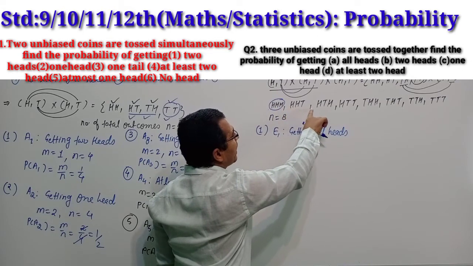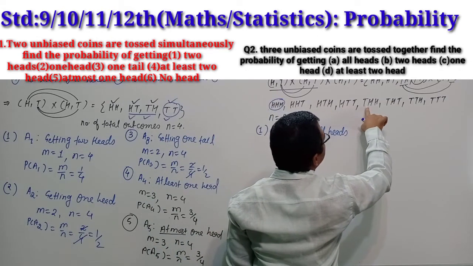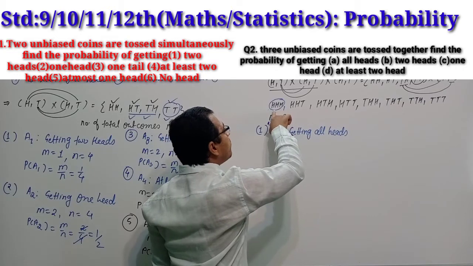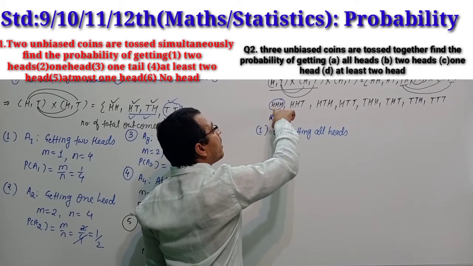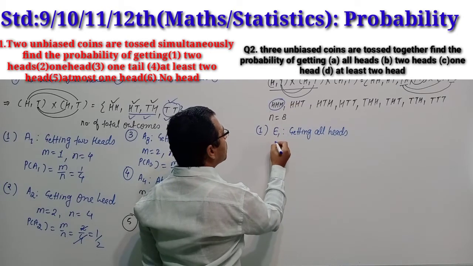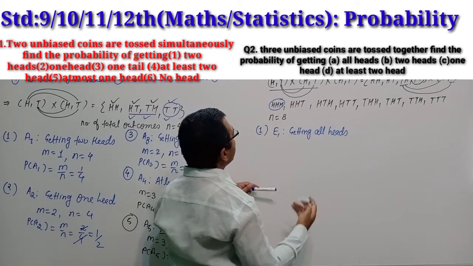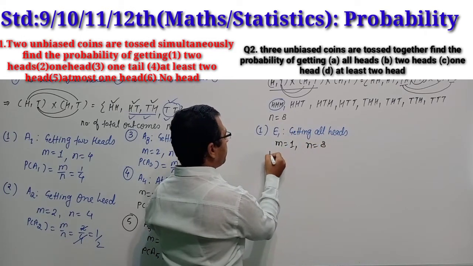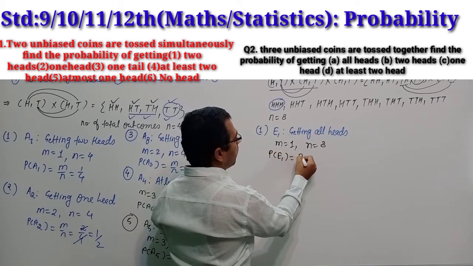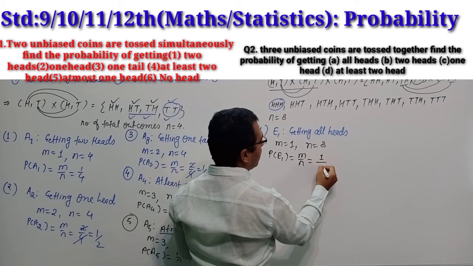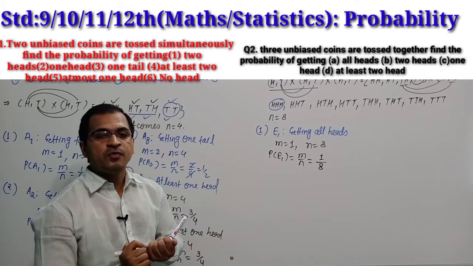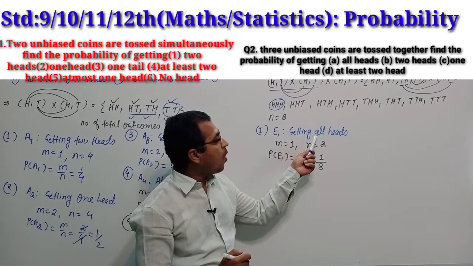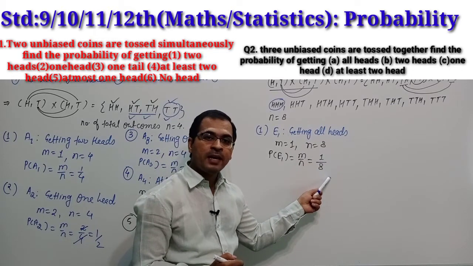Here you can see head, tail, head, tail, head, head, tail, tail, tail, head, head. In all the other pairs there is a combination of tail and head, but the very first event has all heads. So what is the favorable outcome? M is equal to one, and the total number of events is 8. So P of E1 is equal to M by N, 1 by 8. So students, you can conclude that if 3 coins are tossed simultaneously, the probability of getting all heads is 1 by 8.